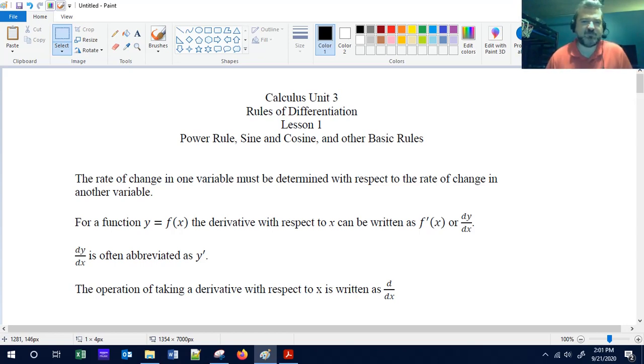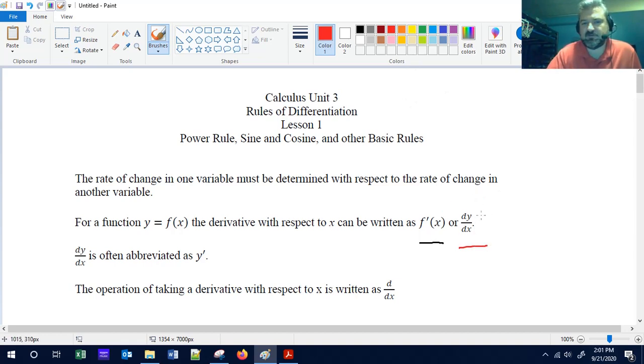So because we have to take a look at the derivative, the rate of change of one variable with respect to another, we're going to say that f prime of x, the derivative with respect to x, can be written as either what we've already seen, which is f prime of x, or we're going to say it can be written as dy dx.